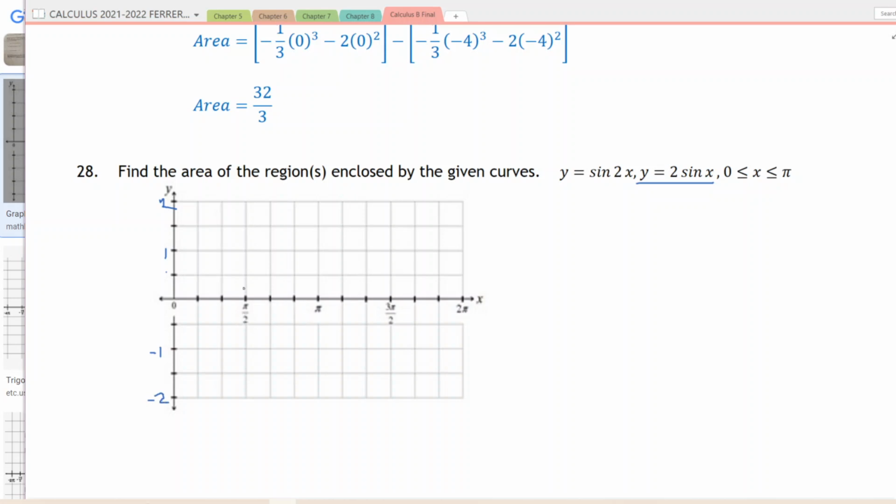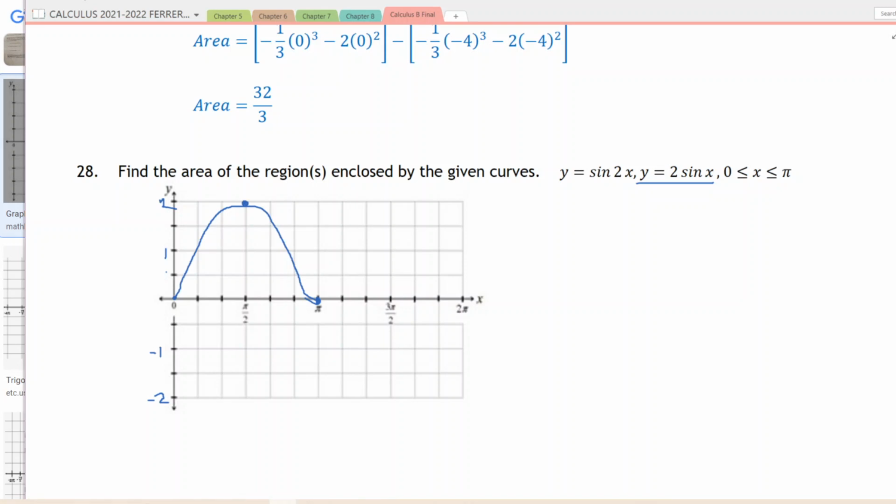From 0 to pi, we only need really this much of it, the left half. Sine is equal to 0 at 0 and at pi, and at pi halves, sine is equal to 1, so 2 sine is going to be 2. So this curve is going to look something like this. That's the easier of the two.